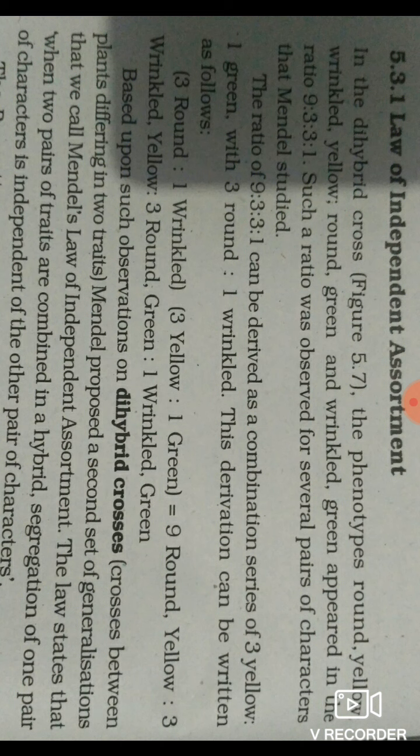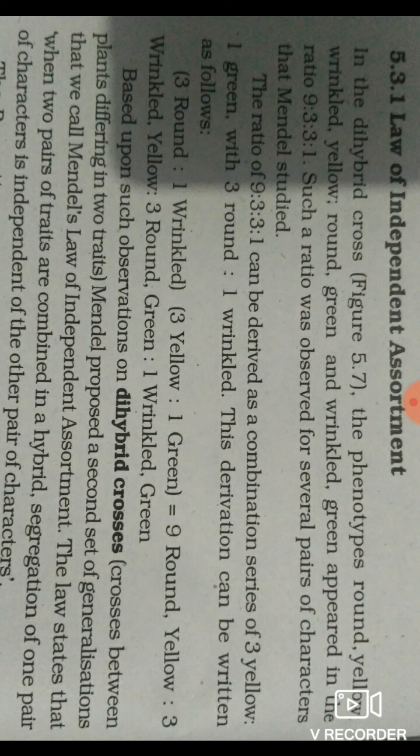Today I will discuss Class 12 Biology, Chapter 5, Principles of Inheritance and Variation. In the previous topic, I discussed two genes of inheritance, that means the dihybrid cross according to Mendel. Today I will discuss the law of independent assortment.